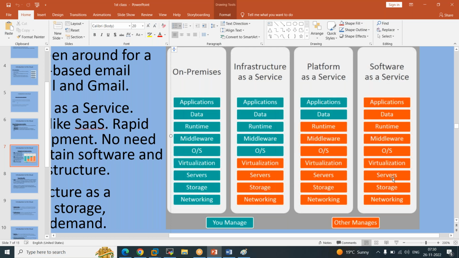Software as a service, see, every single piece is managed by the cloud. You don't have to worry about it. It is fully managed and an absolutely readily available feature. You just enable what you want and use it, right?